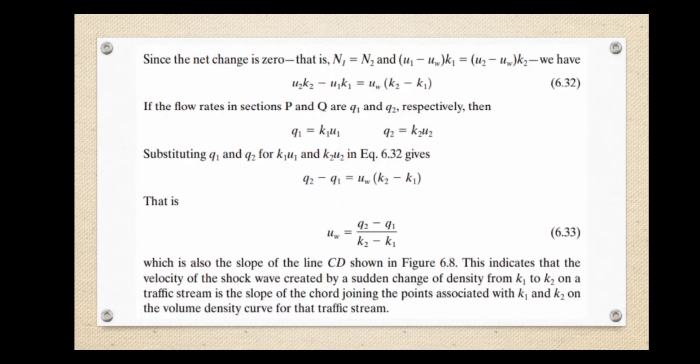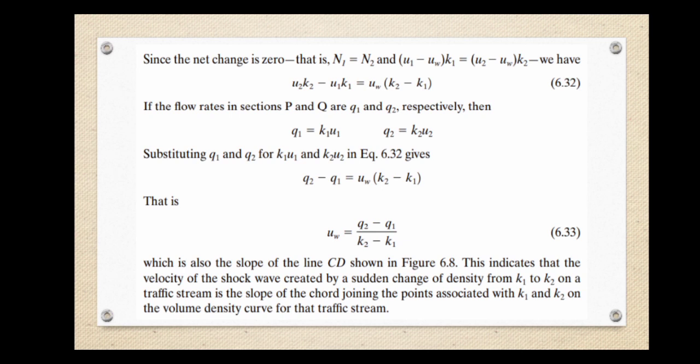Since the net change is 0, that is n sub 1 is equal to n sub 2, and (u sub 1 minus u sub W) times k sub 1 is equal to (u sub 2 minus u sub W) times k sub 2. We have u sub 2 times k sub 2 minus u sub 1 times k sub 1 is equal to u sub W times (k sub 2 minus k sub 1).